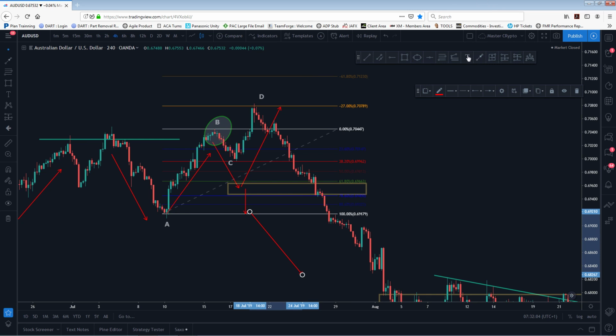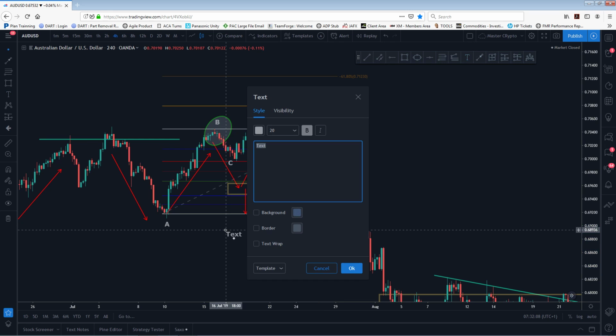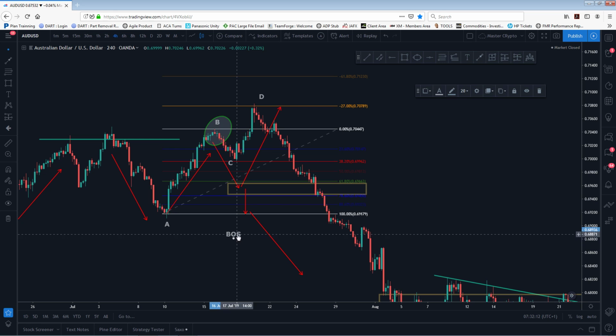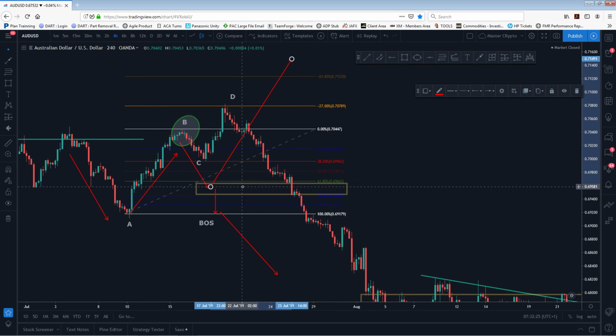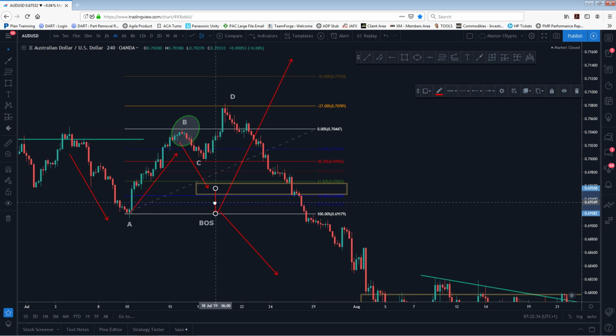A break of structure means price, hold on, let's write this in. Break of structure means price went beyond the initial move. So the initial move was here from point A to point B. It should retrace to C and then head back up if it's continuing. If it continues on its normal path, that's what we call market structure.